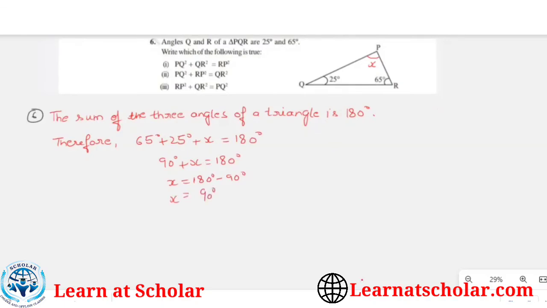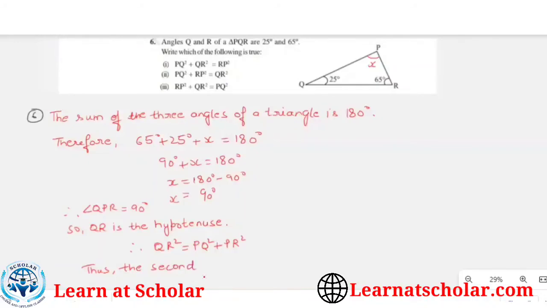Now we will apply again the Pythagoras property. The longest side is the side opposite to the angle 90 degree, that is QR. So QR is the hypotenuse. Now what is the equation of Pythagoras property here? QR square is equal to PQ square plus PR square. So which statement is correct? The second statement.